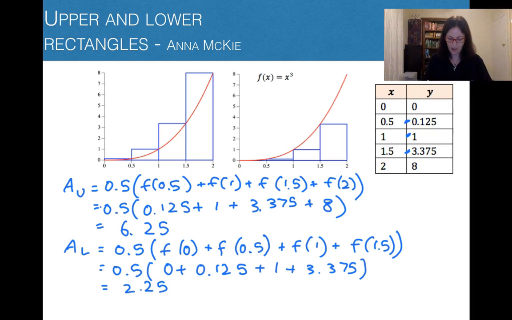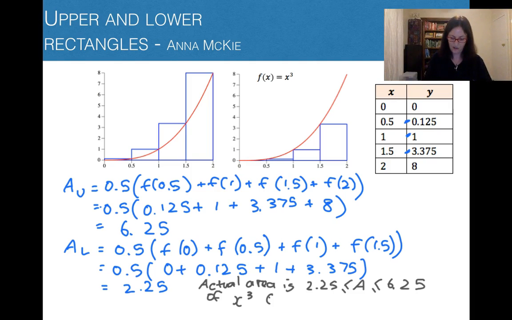So the official answer that we write for this then, if I can fit it on my iPad, is the actual area is, and we write it as an inequality, 2.25 less than A, for area, less than 6.25, of x cubed, for x between 0 and 2. So that's technically how we write it out. And just one more here.